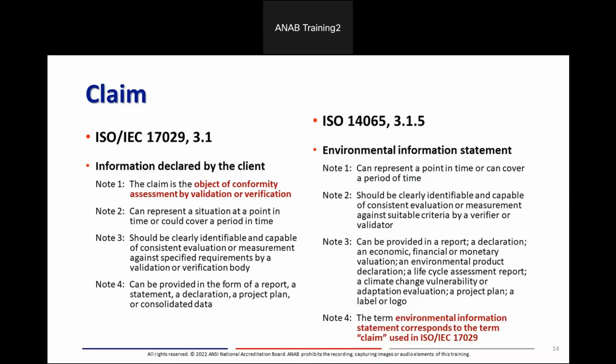And you can see the definition of a claim here stated between 17029 and 14065 are very similar. The one difference between the two is that for 17029, it is the object of conformity assessment, and the environmental information statement that is referred to here in this definition, note 4 indicates that this is the term that is similar to claim. So claims for 17029 and for 14065 will be different, as any claim under 14065 will be regarding environmental information, whereas 17029 can be claims from a broad range of industries or sectors.